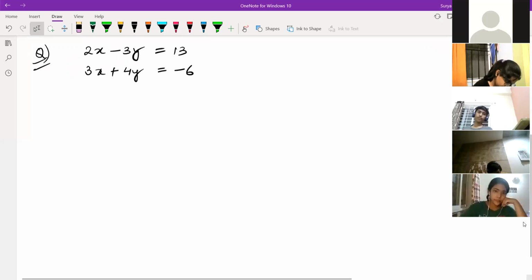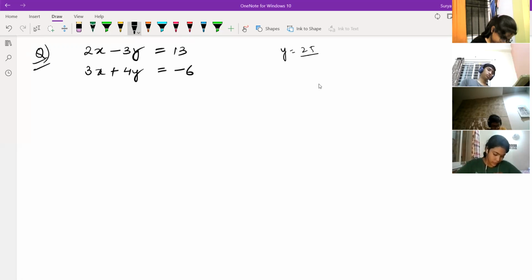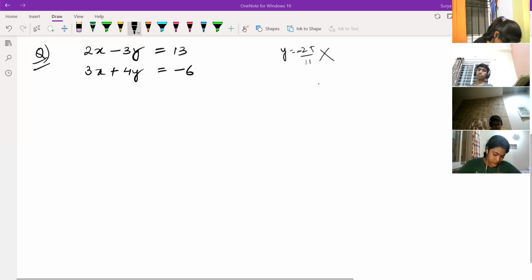Akshat, are you understanding anything? Akshat, what are you getting? I'm getting minus 25 by 11. Y is equal to 25 by 11. Yes, minus 25 by 11. No, it's wrong. Oh, I mixed up your x and y by mistake. Okay, fine.